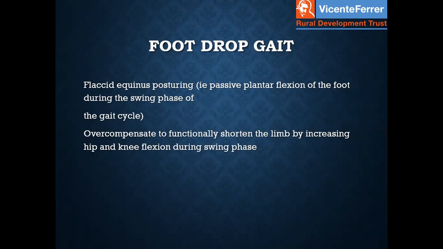So in the true equinus gait, what's happening during the swing phase? There will be extension of the knee joint, but there will be hip hiking up, and there will be circumduction of the same limb. But in foot drop gait, what happens? There will be excessive flexion at the knee joint and hip joint to compensate for the foot drop, and there won't be any circumduction of the lower limb. So that's how we should differentiate, just by observing we can know whether it is a foot drop gait or a true equinus of hemiplegia.